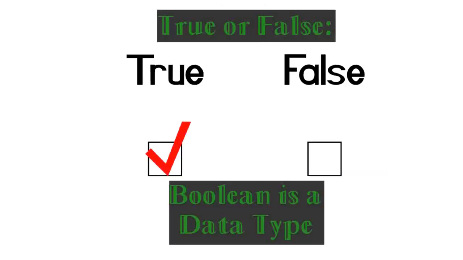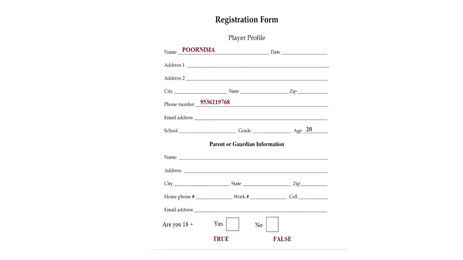Boolean data type can have two values, either true or false. As we saw in this form, we are providing the value of the "are you 18 plus" question in terms of yes or no. Similarly, here we can consider yes as a true and no as a false. So any variable that is of a Boolean data type can have two values, either true or false.